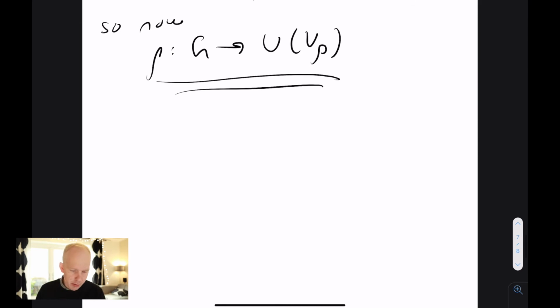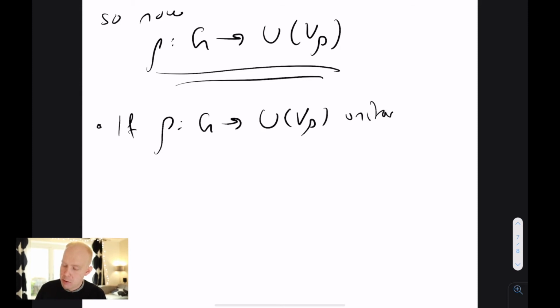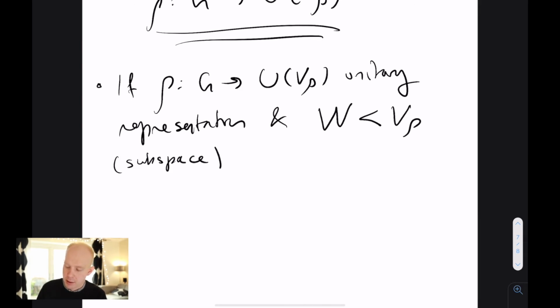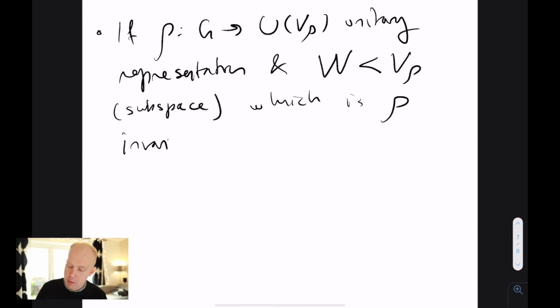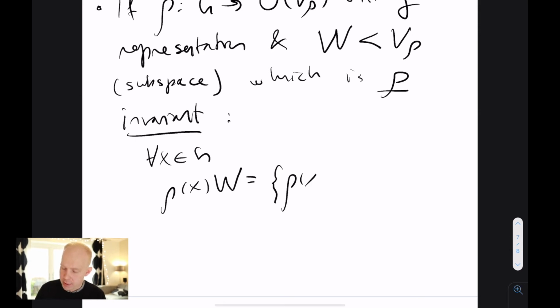And the final thing I want to mention is this notion of invariant subspaces. If we have a rho which is a unitary representation, and we have some W, which is a subspace, a linear subspace of the vector space V rho, which is rho invariant. That means basically that for any x in G, rho of x applied to W, which is just the set of points rho of x, w where w is in W, is a subset of W itself.